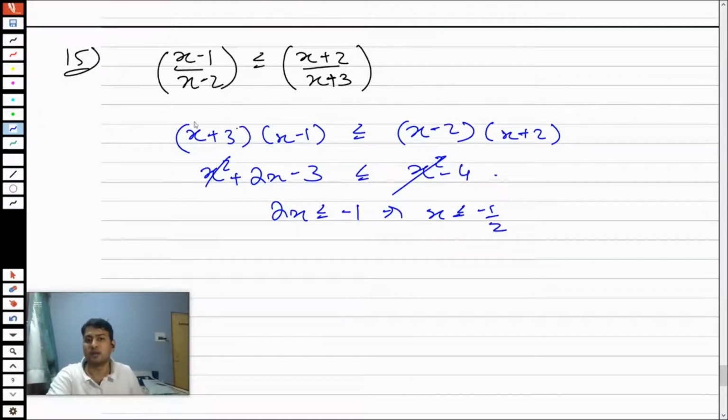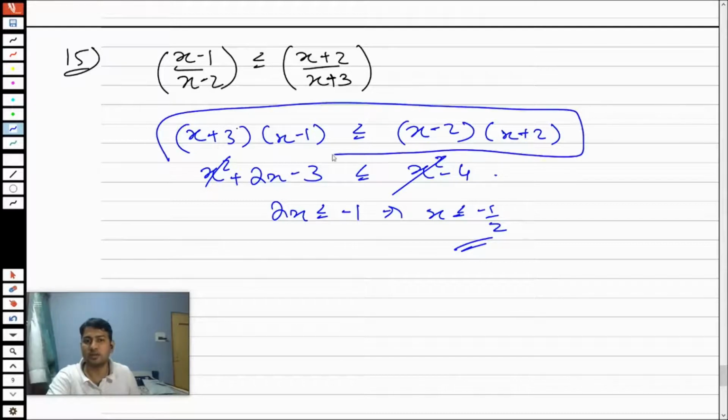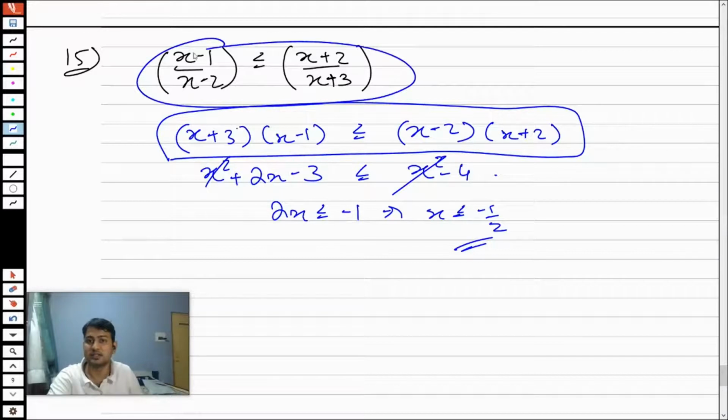But this would have been the answer had the given inequality been this. But this is not the given inequality. The given inequality is this. You cannot directly cross multiply. The reason you cannot directly cross multiply is because when you're cross multiplying, these values could be negative or they could be positive.